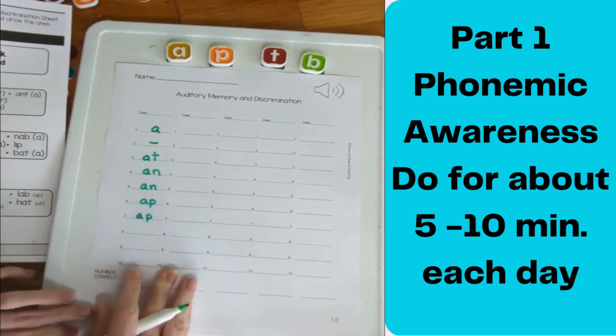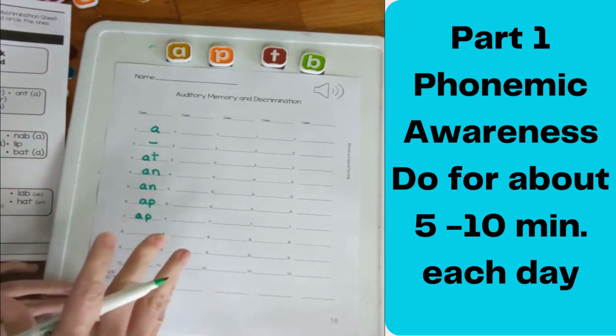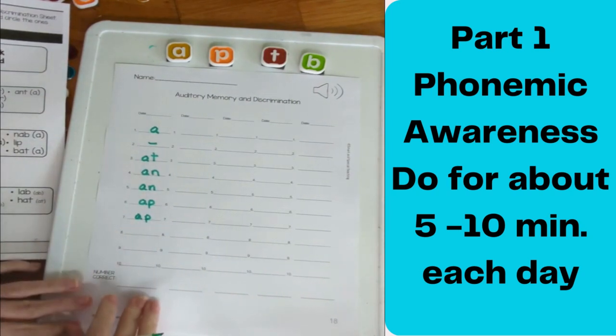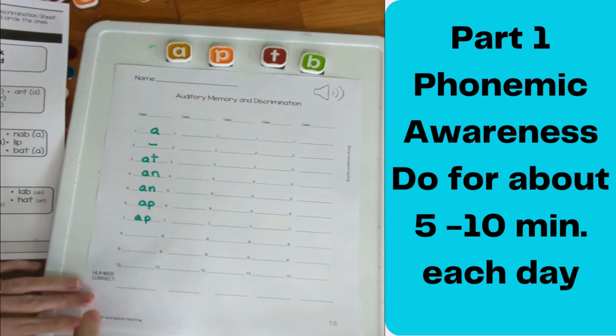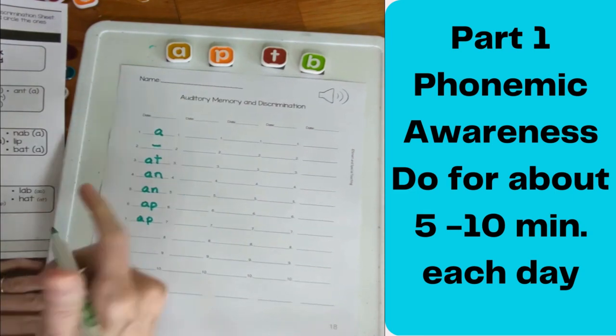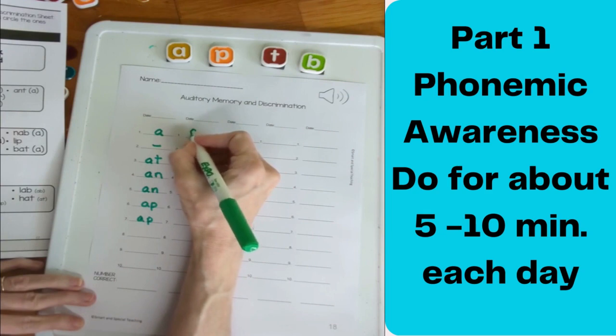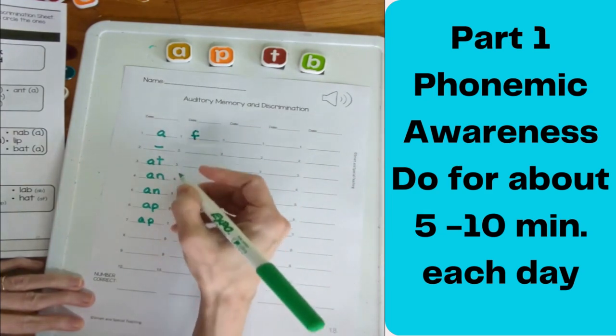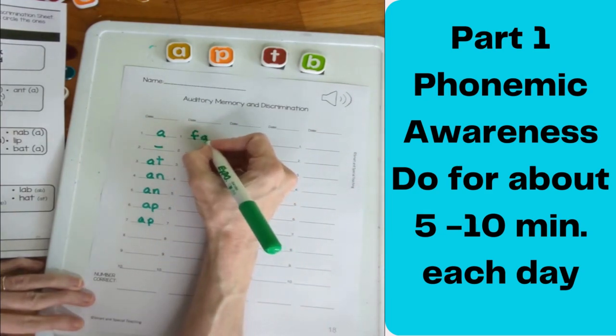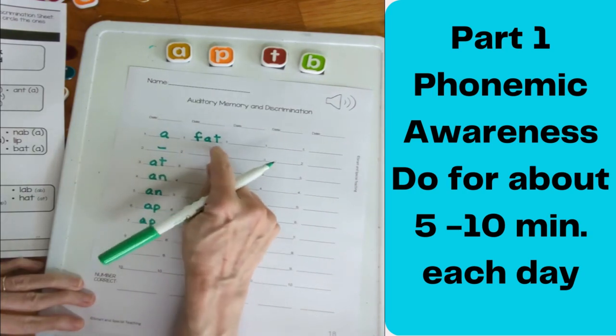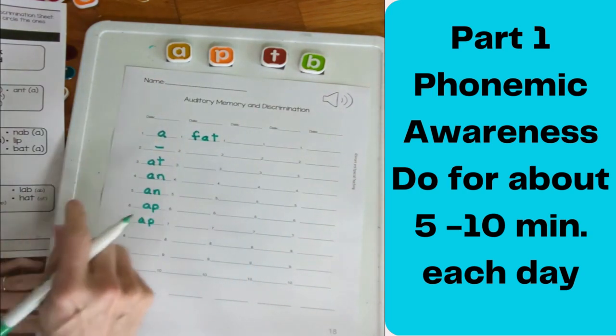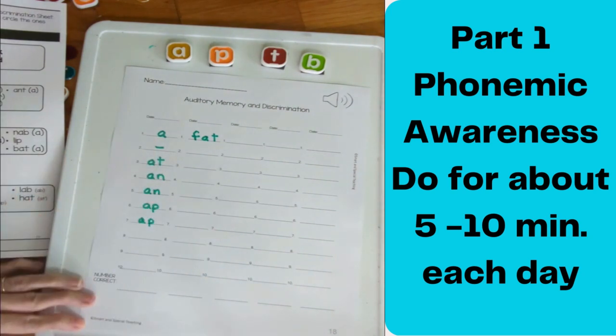Okay. If your student is doing really well with this and they are not struggling, then you can go ahead and have them work on the whole word. So you could do, let's do the word fat. Let's do fat. Ready? Fat. So we're going to write it. Say the letter sound as they write it. Fat.